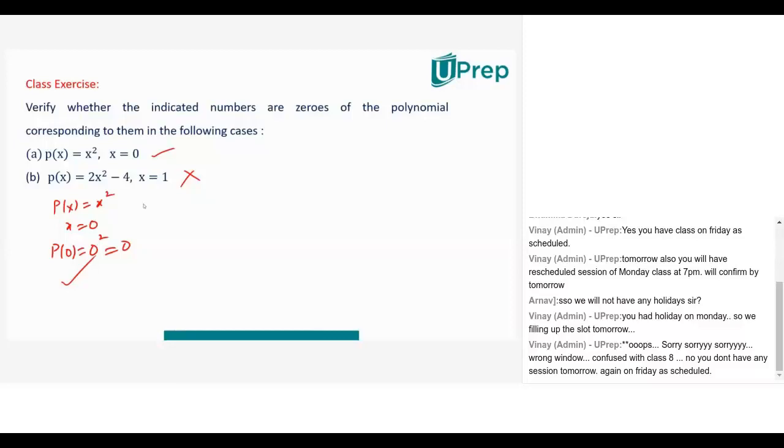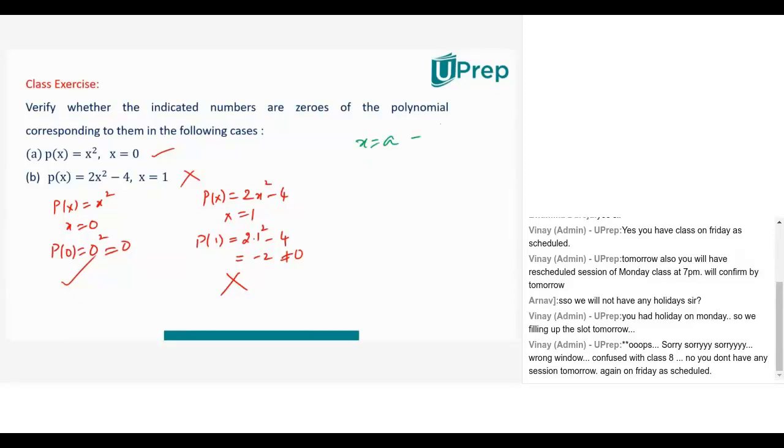P of x became 2x square minus 4, and he says x equal to 1. That means I need to calculate p of 1. 2 times 1 square minus 4. That is minus 2, which is not 0. That means x equal to 1 is not a 0. Now my question as an extension to the asked part is, if 1 is not a 0, what is the value of x which is 0?